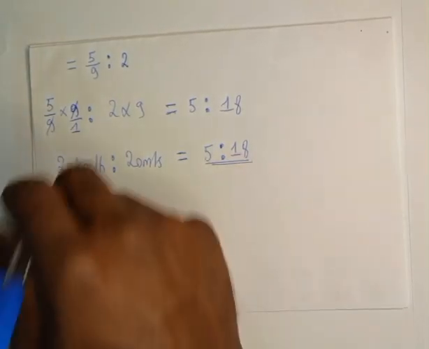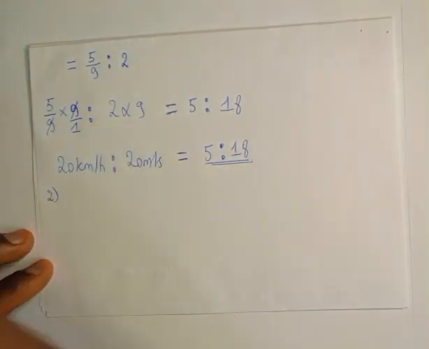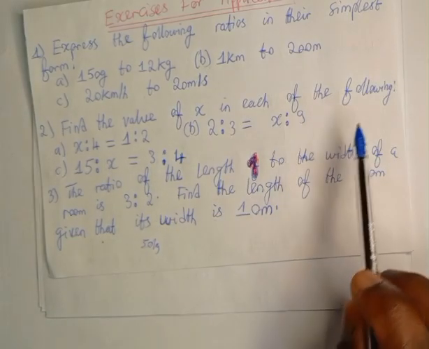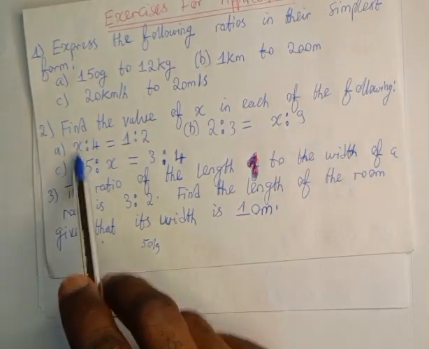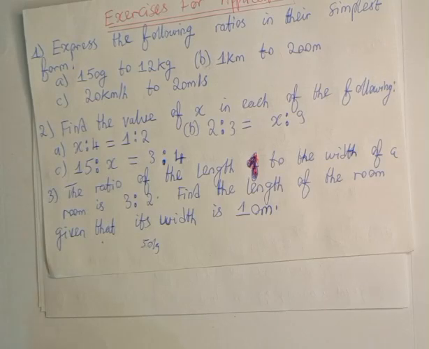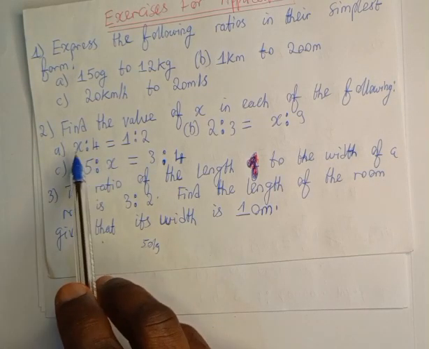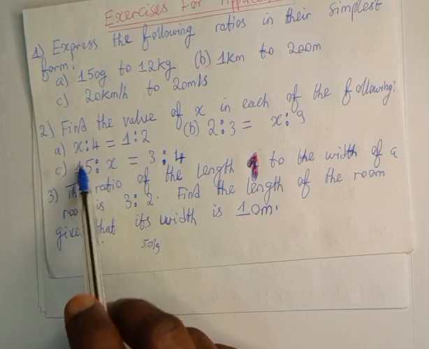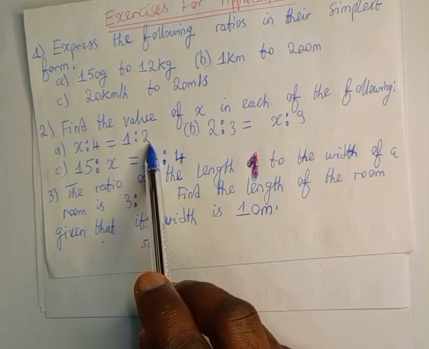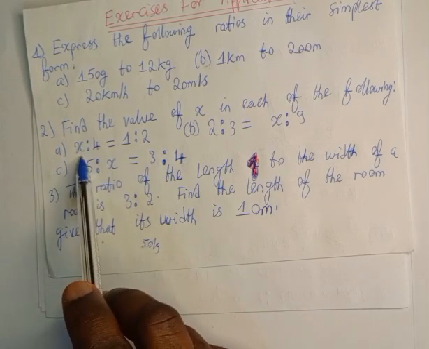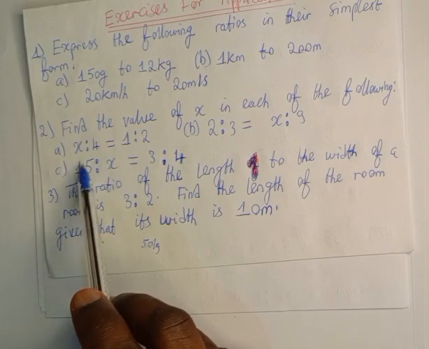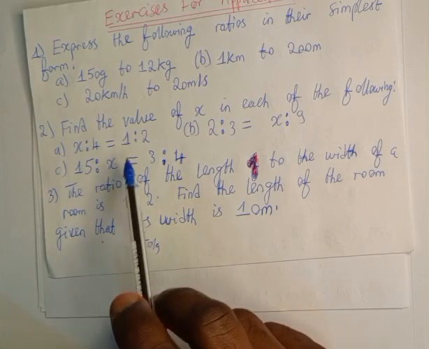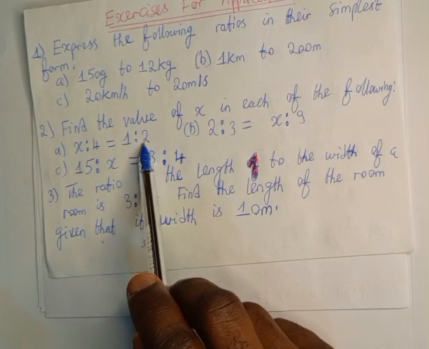We go now to question 2. For question 2, it goes, find the value of x in each of the following. A, x is to 4 is equal to 1 is to 2. You will see that these two ratios, the ratio at the left hand side is an equivalent ratio to the ratio at the right hand side. So we need that value of x such that if we simplify the ratio at the left hand side, it is going to be equal to the ratio at the right hand side.